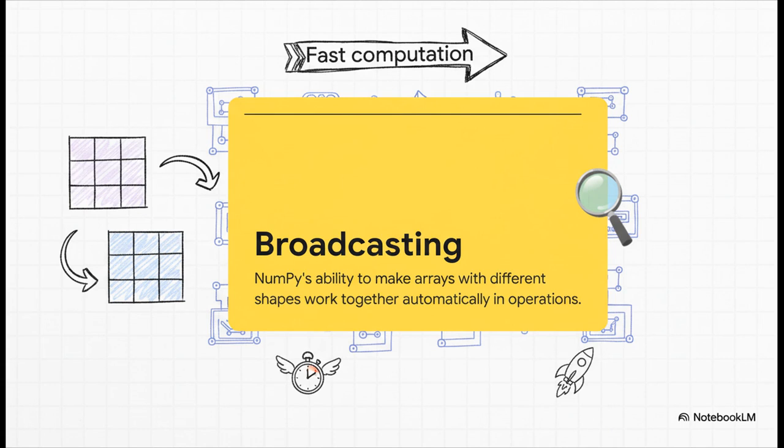And as if vectorization wasn't enough, NumPy has another superpower called broadcasting. Let's say you want to add the number 5 to every single item in a huge grid of numbers. Instead of writing yet another loop, broadcasting lets you just add 5 to the whole grid at once. NumPy is smart enough to stretch that single number to fit the entire array, saving you from writing all that extra code. It just works.